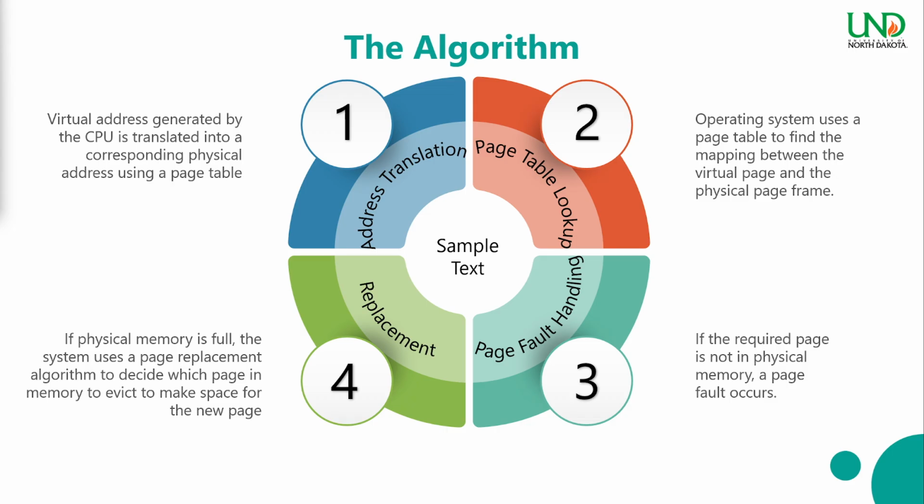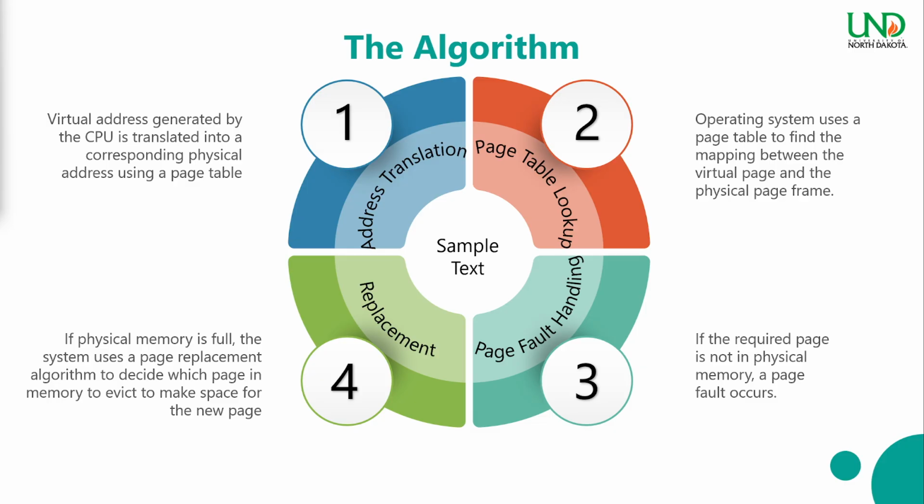So let's walk through the core steps of the virtual memory algorithm. Each step is crucial in ensuring smooth memory management and program execution. The process begins when the CPU generates a virtual address. This address is then translated into a corresponding physical address using the page table. This mapping ensures that the program can access the correct memory location seamlessly.